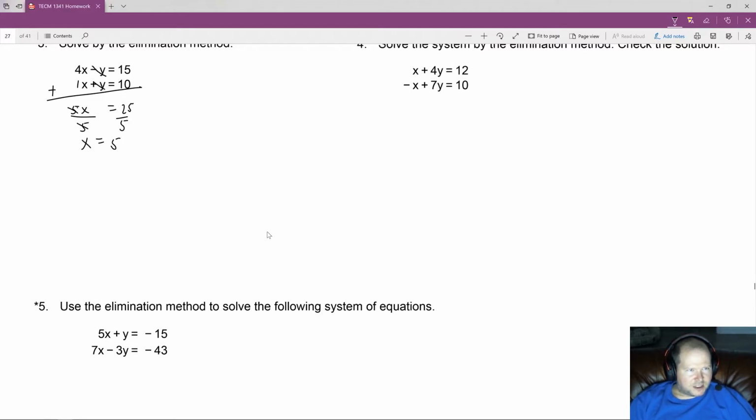Then we plug it into one of the equations. I'll plug it into the second equation because why not? It doesn't make any difference, really. So that gives me x plus y is equal to 10. We solve for y by undoing or getting rid of this positive 5 by subtracting 5. And whatever we do to one side, we do to the other. That gives me y is equal to a positive 5. Now I have to go back and write it as an ordered pair. So we have 5.